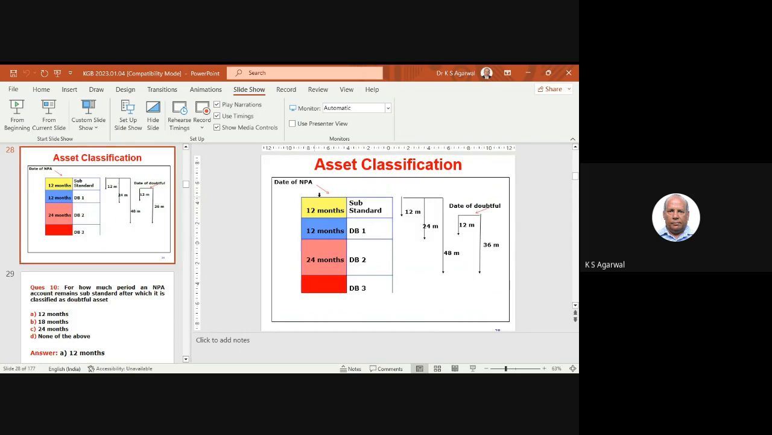So the same thing I have put in a different way. From the date of NPA, for the first 12 months, it is substandard. Next 12 months, DB1. Next 24, DB2, and thereafter DB3. And if we count from the date of doubtful, now the date of doubtful is here. So if 12 months have passed, it will become DB2. If 36 months have passed, it will become DB3.